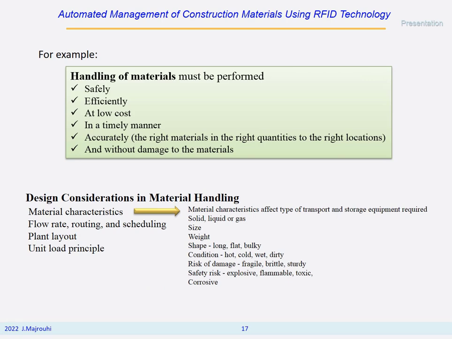Handling of materials, for example, must be performed safely, efficiently, at low cost, in a timely manner, accurately, and without damage to the material. And for material handling, some design criteria should be considered. Material characteristics, for example, state of matter, size, weight, shape, condition, risk of damage to the material, safety risk, and corrosiveness, flow rate, routing and scheduling, plant layout, and unit load principles should be considered.